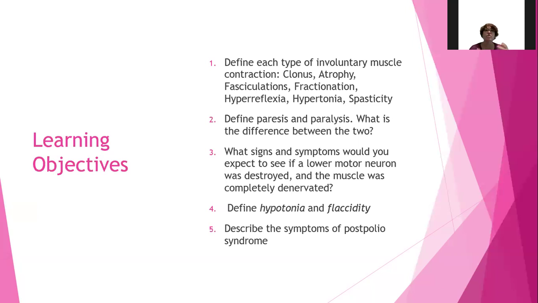The definitions that you need to know are clonus, atrophy, fasciculations, fractionation, hyperreflexia, hypertonia, spasticity. Paresis and paralysis, what are they and what's the difference? Signs and symptoms you would expect to see if a lower motor neuron was destroyed and the muscle was completely denervated. Hypotonia and flaccidity, which are low muscle tone conditions, and the symptoms of post-polio syndrome, which is a lower motor neuron problem.